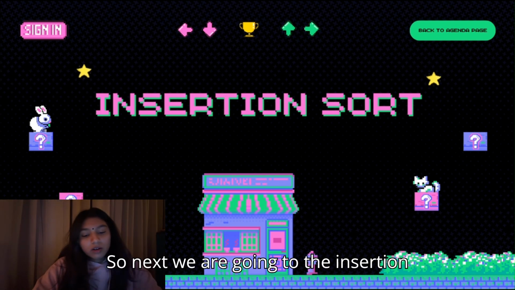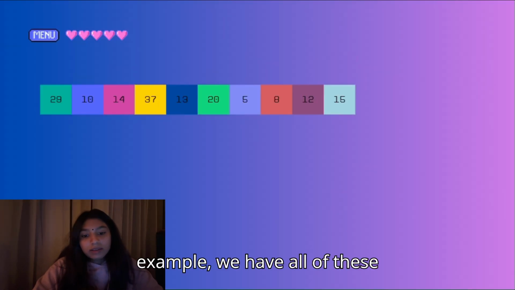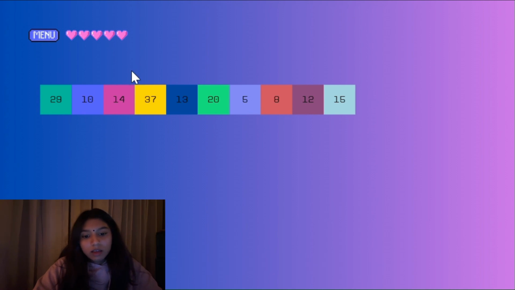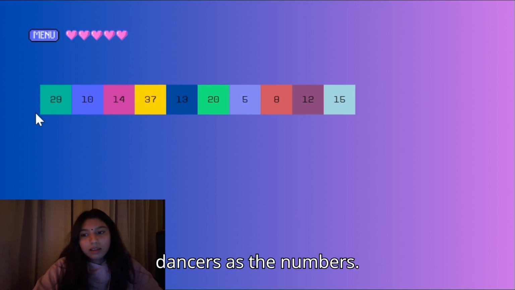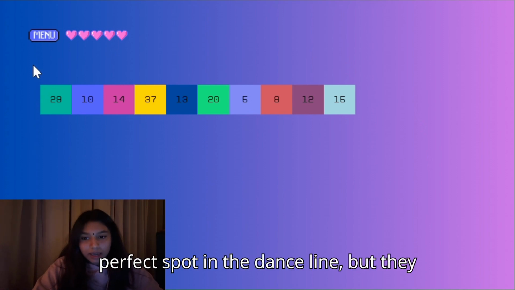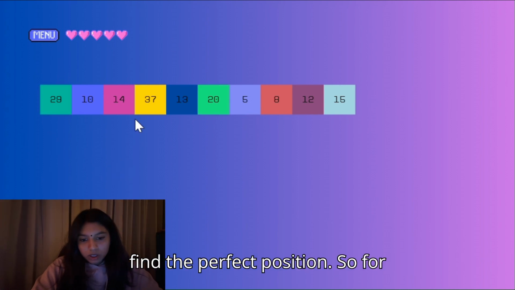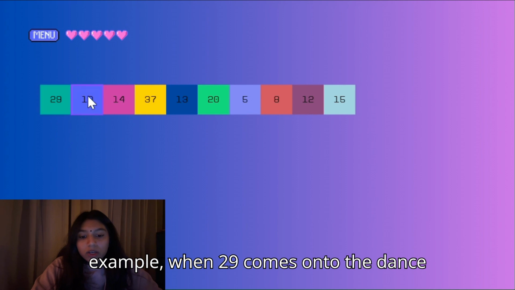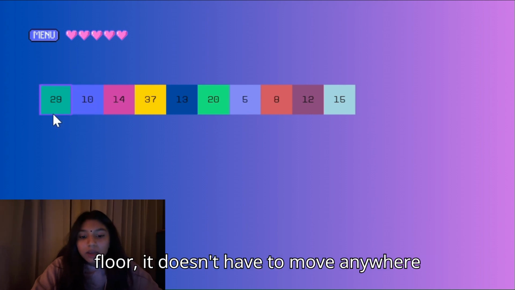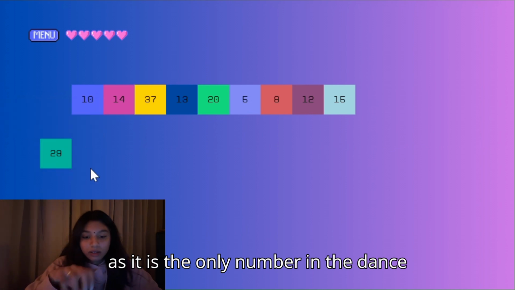So next we are going to the insertion sort. For the insertion sort example, we have all of these dancers as the numbers, and each dancer wants to join the perfect spot in the dance line, but they must shuffle left and right until they find the perfect position. So for example, when 29 comes onto the dance floor, it doesn't have to move anywhere as it is the only number on the dance floor.